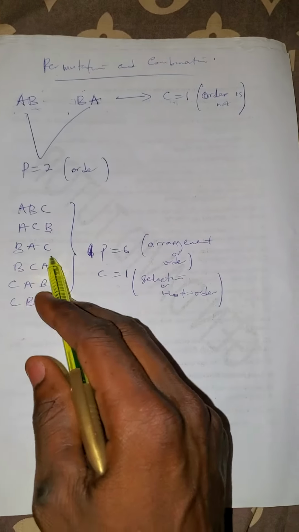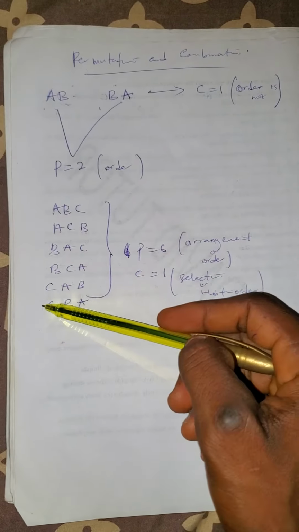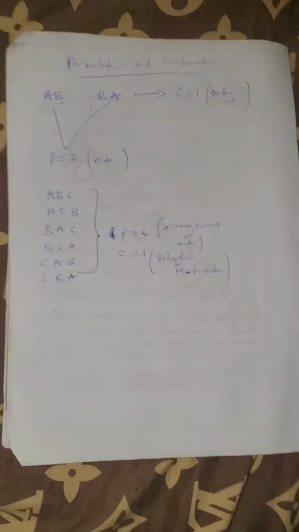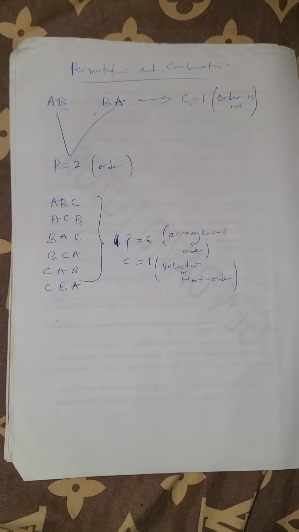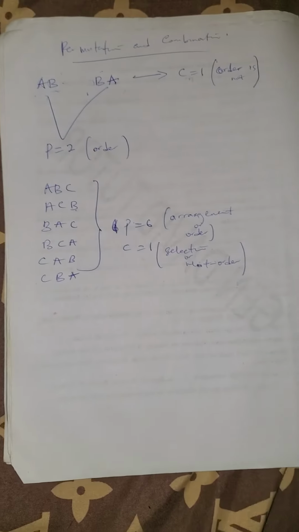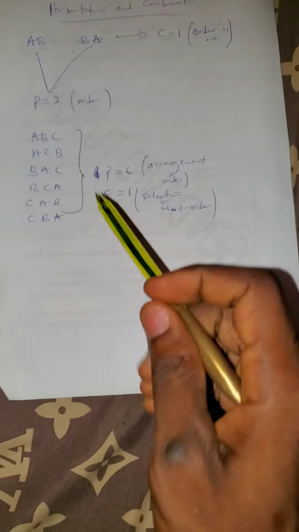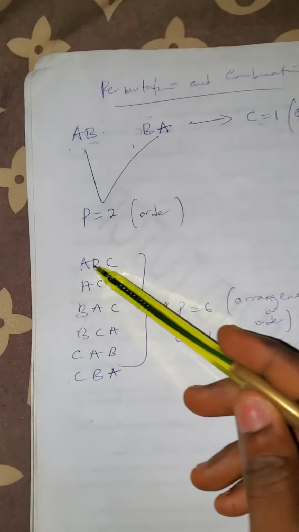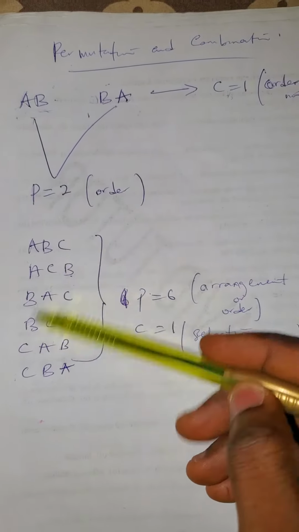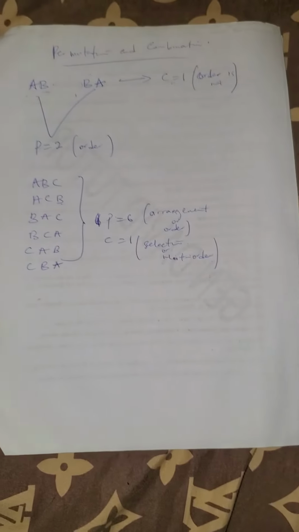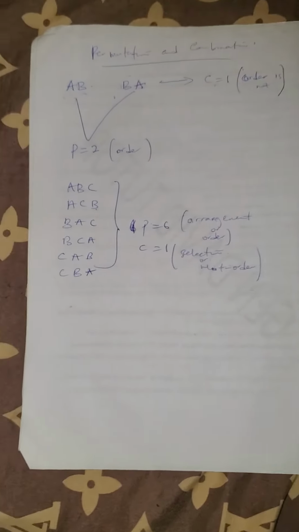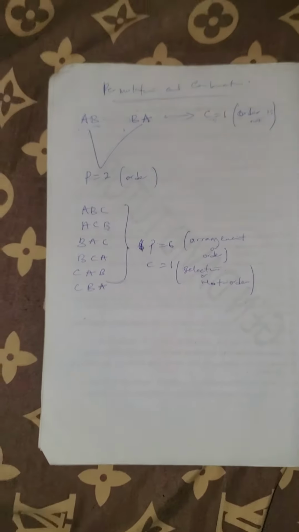If you check it very well, ABC, ACB, BAC, they have the same letters present in them. That's why it is one combination. But we have different permutations, because A starts first there, it also starts first there, but B is second there and C is second there. So if you are considering the order, it is permutation. But if you are not considering the order, it is combination.